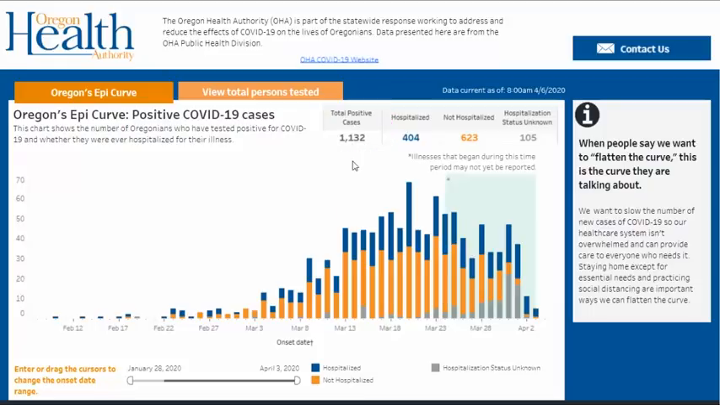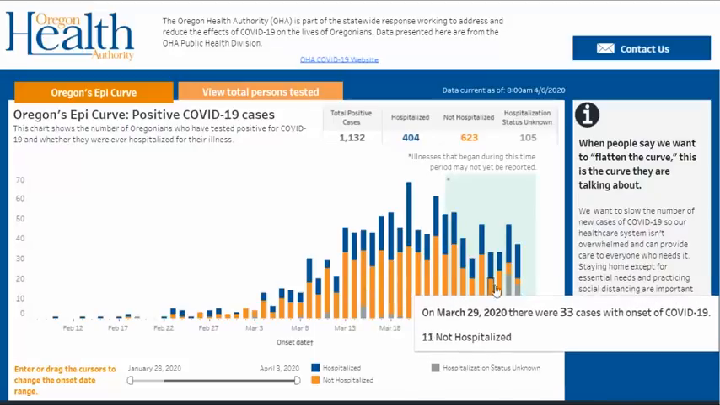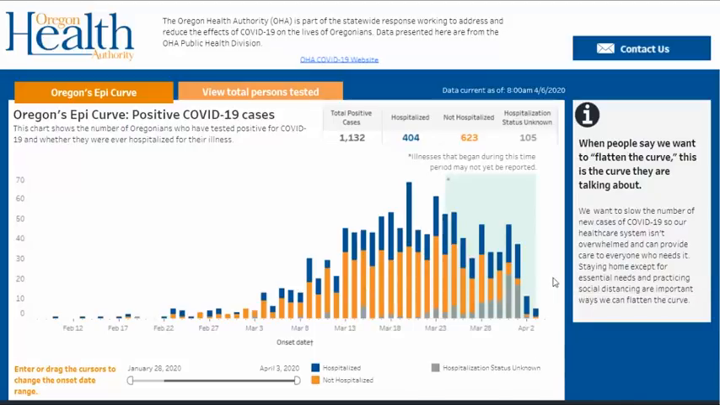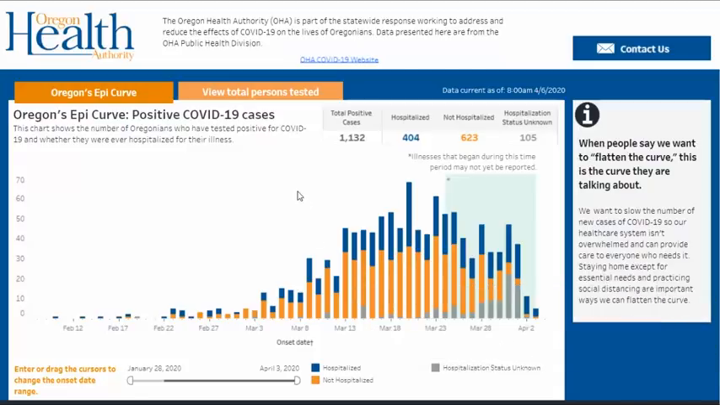The number of daily cases on the EPI curve won't match the number of new cases reported each day on OHA's website. That's because on our website, we report new cases based on the date of the positive test result. For example, on April 3rd, OHA reported 73 new positive cases. On the EPI curve, those 73 positive cases are spread out, counted on the day each person started having symptoms. The overall number of positive cases in Oregon will be the same.